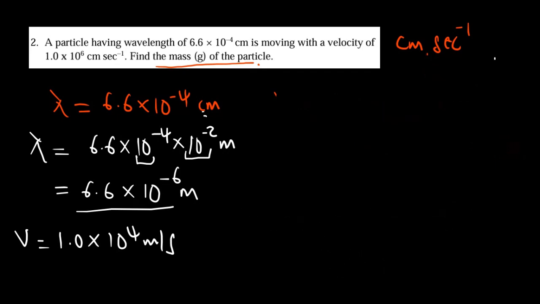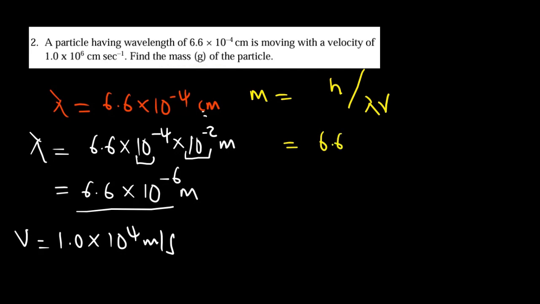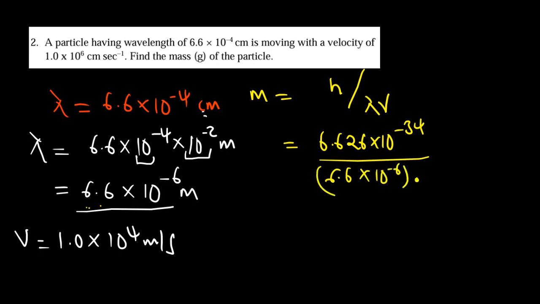Okay, just plug in Planck's constant, our wavelength, and our speed. So we're going to say mass is equal to, the formula was Planck's constant divided by lambda multiplied by the velocity. So Planck's constant is 6.626 times 10 to the power minus 34 divided by, we have the lambda here, so 6.6 times 10 to the power minus 6 multiplied by the velocity, which is just 1.0 times 10 to the power 4.